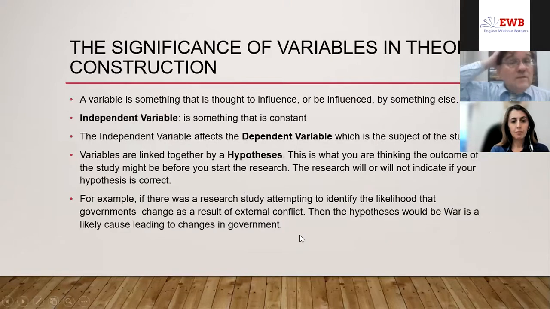The significance of variables in theory construction. A variable is something that is thought to influence or be influenced by something else. That is essentially what a variable is. The independent variable in a research study is something that is constant. That is the thing that's always there. The independent variable affects the dependent variable, which is the subject of the research study.